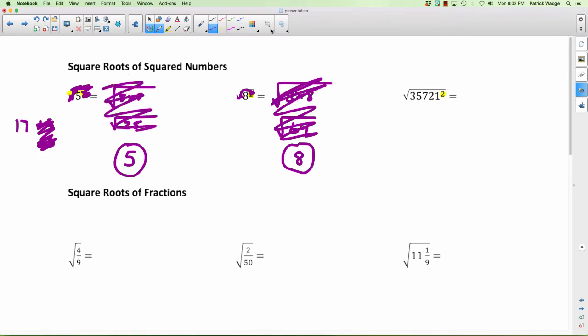Because this squared and this square root sign undo each other. They cancel each other out. So those are both gone. And look, your answer is staring you in the face. The answer is 35,721. Okay, so watch out for that.